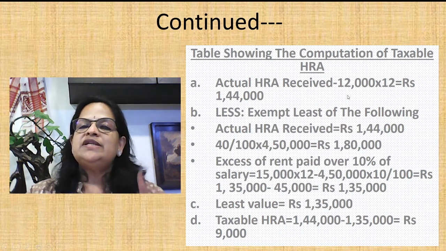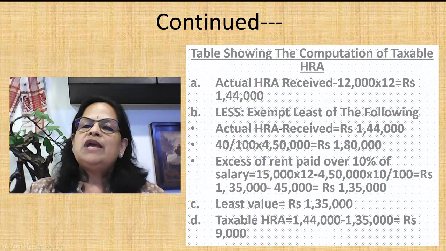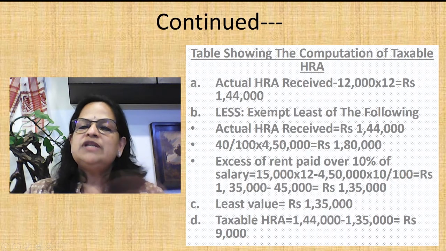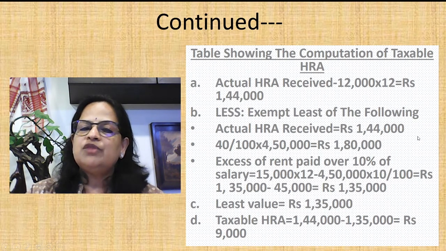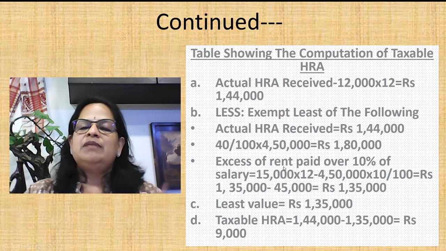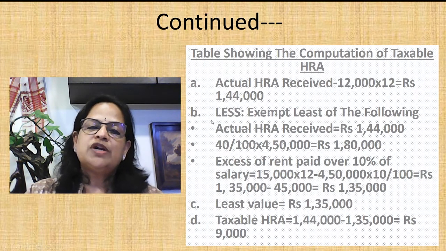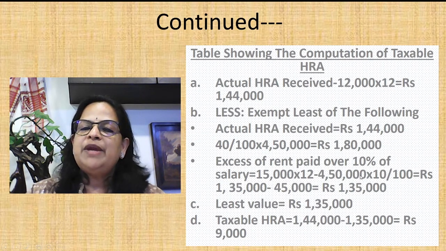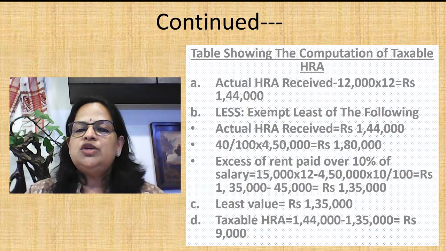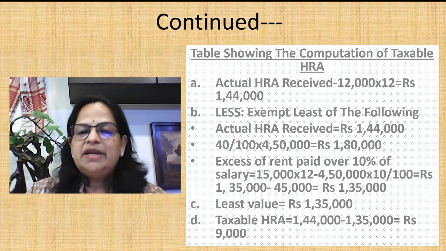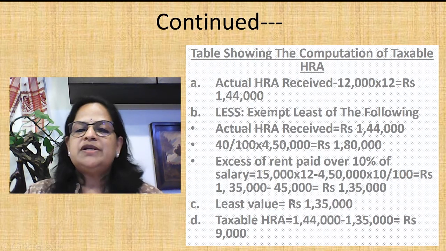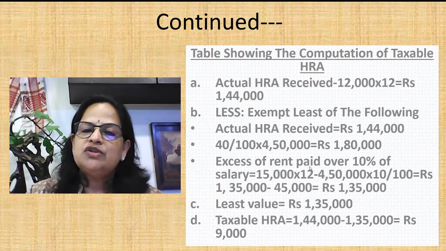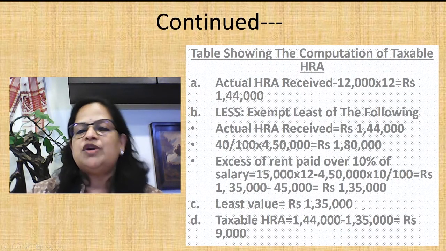Actual HRA received is 12,000 into 12, 1,44,000. Now let's exempt least of the following. Actual HRA received 1,44,000. Now 40% of salary because workplace is Mysore. If it's metro, it is 50%. So 40 by 100 into 4,50,000, you will get 1,80,000. Excess of rent paid over 10% of salary. 15,000 is the rent he is paying. So 15,000 into 12, 4,50,000 minus 4,50,000 into 10 by 100.